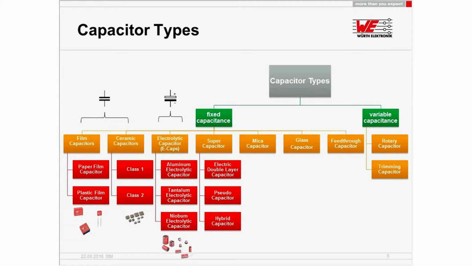For the E-caps, you can separate between aluminum electrolytics, tantalum, and niobium. So what you change is the anode material, and due to this also the oxide as a dielectric. And for the supercaps, you will find electric double layer capacitors, pseudo capacitors, and hybrid capacitors. Sadly, supercapacitor is not the topic for today, but it's a very interesting field. And if you look for fast developments within capacitors, you will see this in the next years for supercapacitors, because they're getting more and more interesting to replace possible batteries.